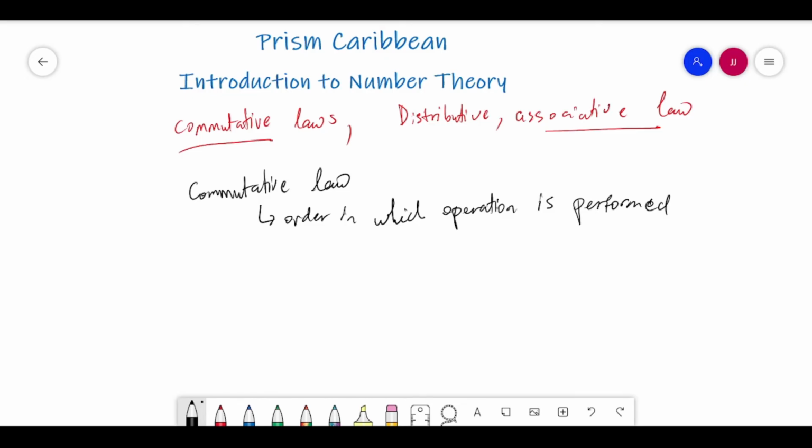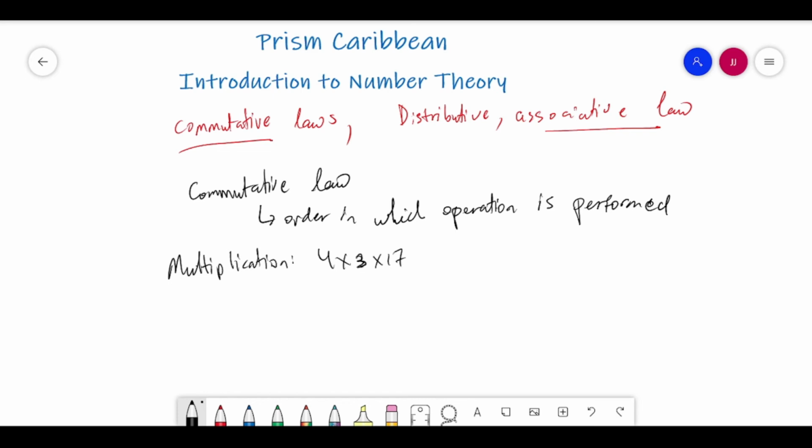Right? And the two operations which follow the commutative law are the addition and multiplication operations. Now I'm going to show you why. Let's start off with the multiplication. Let's say we have something to multiply like 4 by 3 by 17.